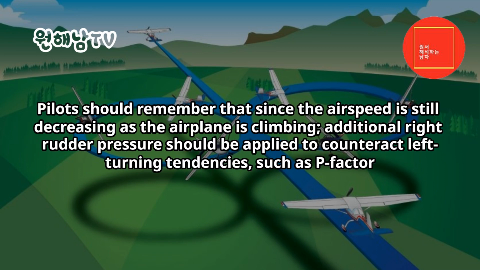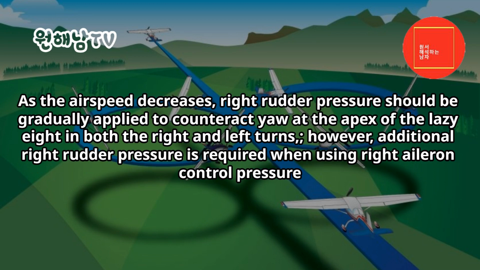Pilots should remember that since the airspeed is still decreasing as the airplane is climbing, additional right rudder pressure should be applied to counteract left turning tendencies, such as P-factor. As the airspeed decreases, right rudder pressure should be gradually applied to counteract yaw at the apex of the lazy 8 in both the right and left turns.